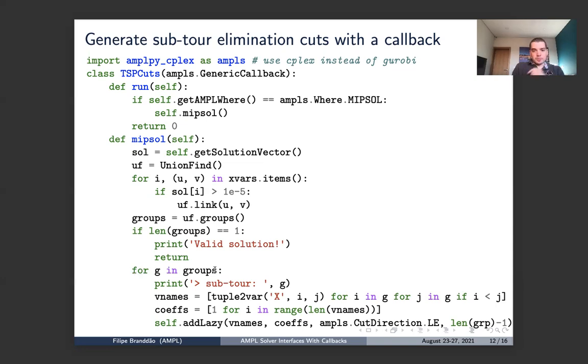If we have multiple groups, what happens? We need to add a cut. So let's say we have a subgroup with 3 nodes. In this subgroup with 3 nodes, we cannot have more than 2 edges with a variable at 1. So the sum across all the edges between nodes in the group must be smaller or equal than the size of the group minus 1.